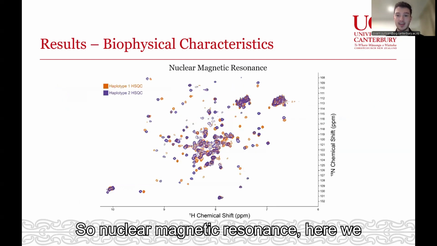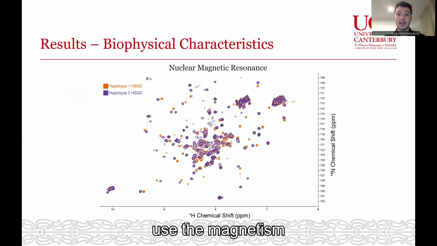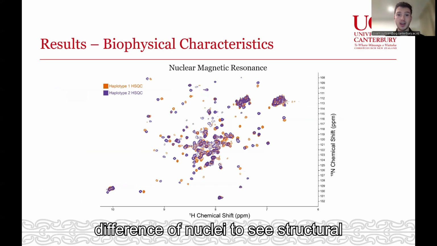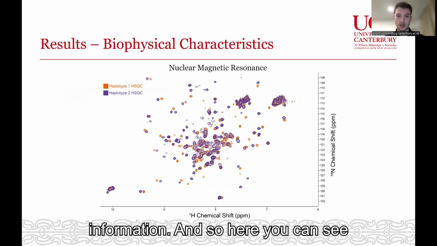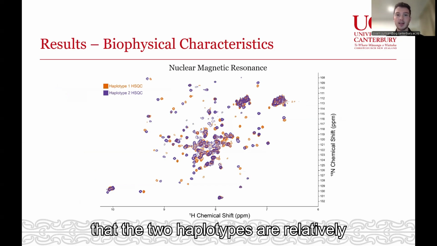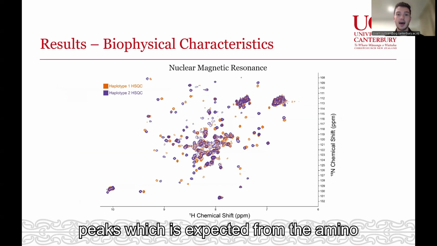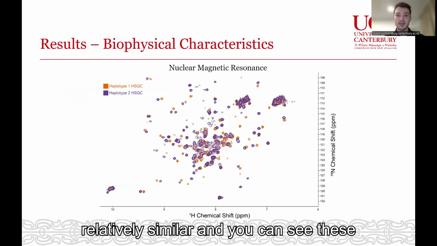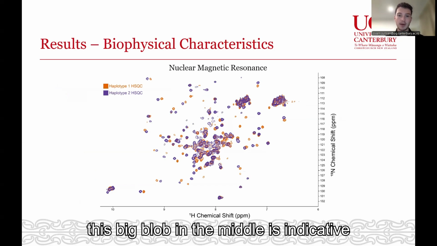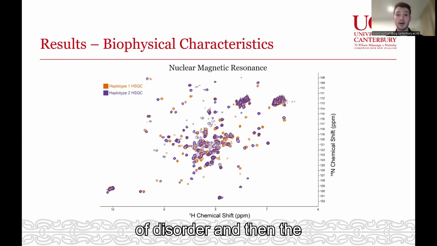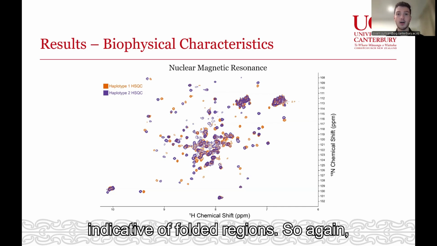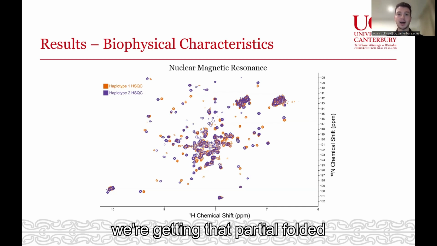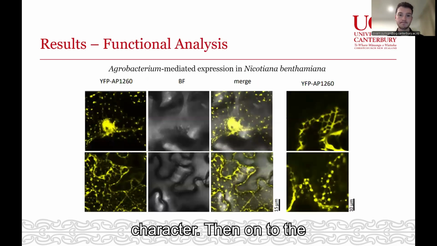So nuclear magnetic resonance here, we use the magnetism difference of nuclei to see structural information. And so here you can see that the two haplotypes are relatively similar. There are some shifts in the peaks, which is expected from the amino acid differences. However, they are relatively similar, and you can see this big blob in the middle is indicative of a disorder, and then the very clear peaks around the outside are indicative of folded regions. So again, we're getting that partial folded character.